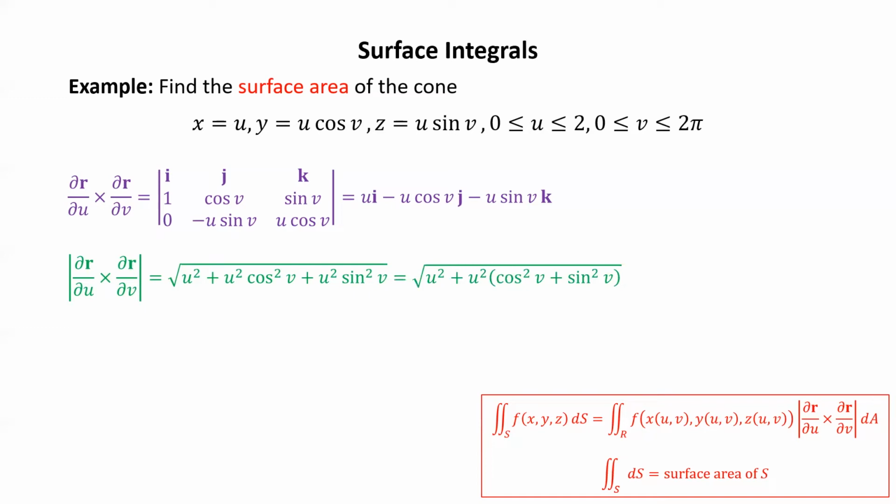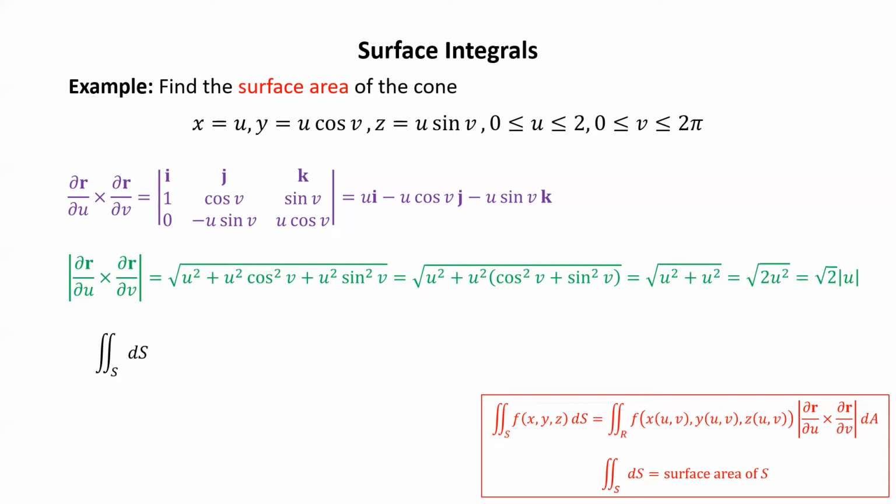And since cosine squared v plus sine squared v is 1, we get the square root of u squared plus u squared, which is the square root of 2u squared, which is root 2 times the absolute value of u. Now, we could have actually just written u there because we see that u is between 0 and 2. Since u will never be negative in this particular problem, the absolute value of u and u are the same thing.